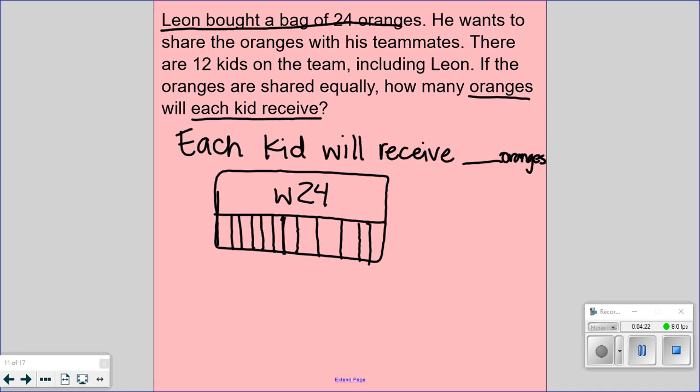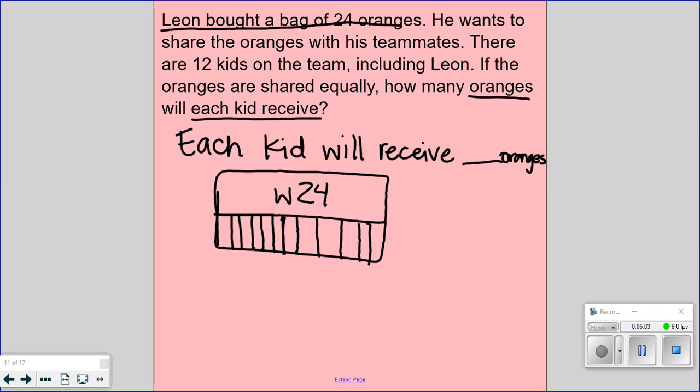Are we doing 24 lines? Nope. How many groups do we need? Tegan? We need 12 groups, John, because we have 12 kids. If you need to make your bar model longer to make it easier to get 12 boxes in there, you can. Just make sure you make your whole longer, too. John, make it bigger so that you can put it in there. Make it easier.